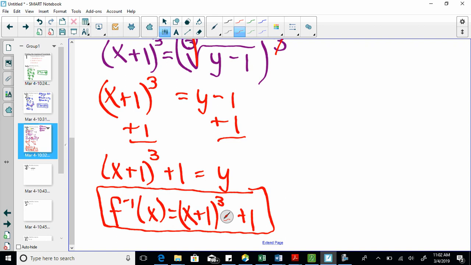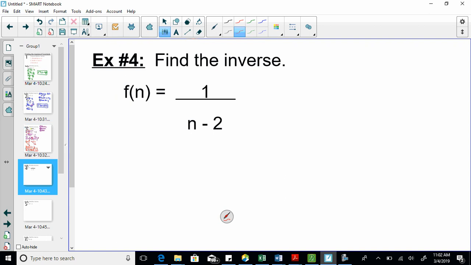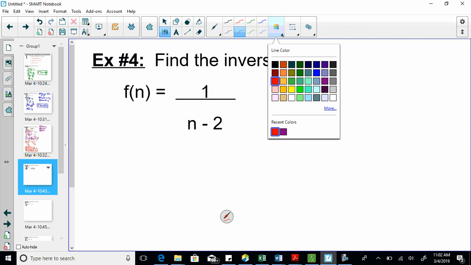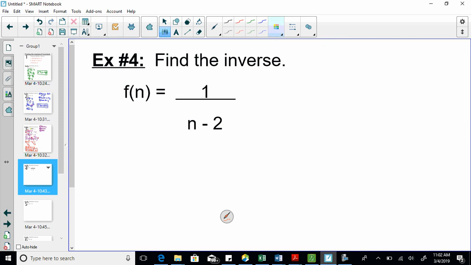So, next example. Example 4. Once again, we're finding the inverse. Same rules apply. This time it's not f of x, it's f of n. But I still do the same thing. So I rewrite f of n equals as y equals. We have 1 over n minus 2.